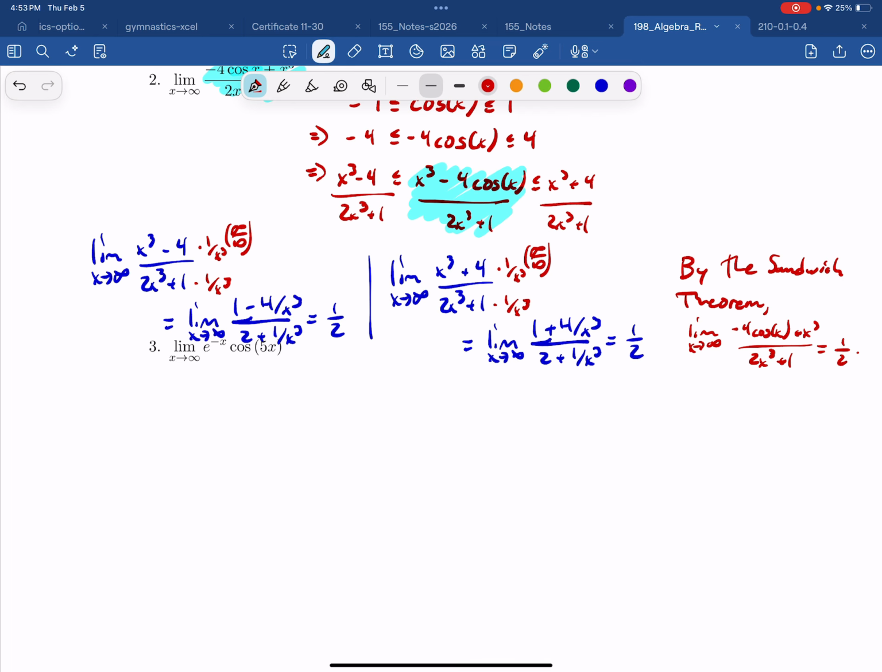Okay. Last but not least, this one involves e to the x, and that's a little weird if you don't know what e is, but you can just pretend that it's the number 3 if that's weird. But anyway, we start off the same way. We just say cosine is bounded below by -1 and above by 1. Now, we multiply both sides by e to the negative x.